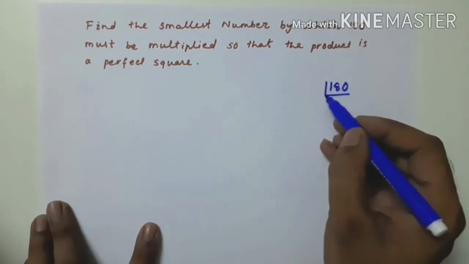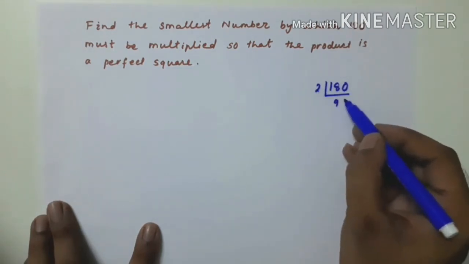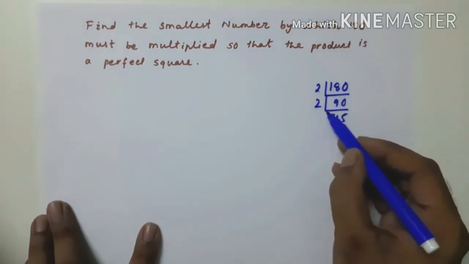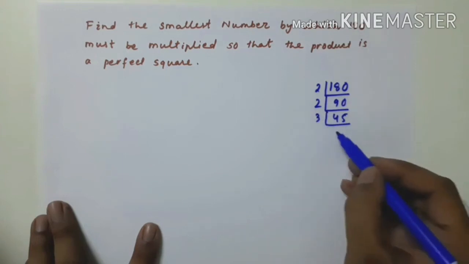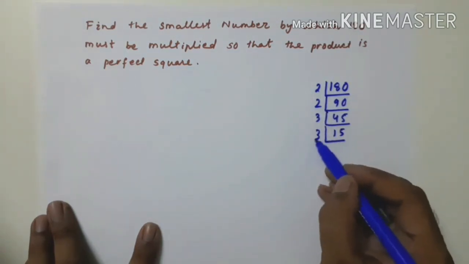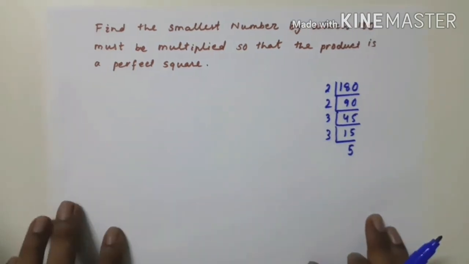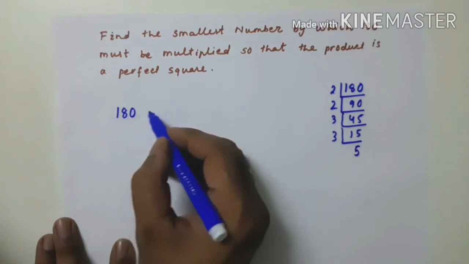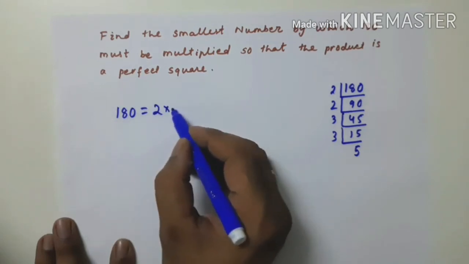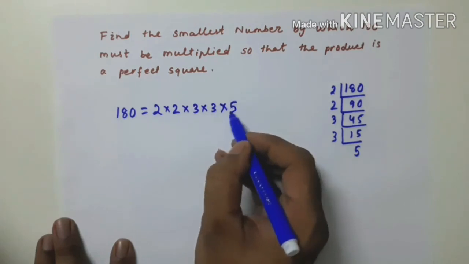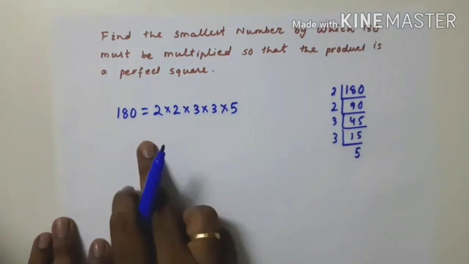So 180 is an even number, we can do with 2. Again 90 can we do with 2. 45 we can do with 3 or 5, choice is ours. Again 3 5s are 15. So we'll write down the prime factorization of 180. So 180 can be written as 2 into 2 into 3 into 3 into 5. This is the prime factorization of 180.